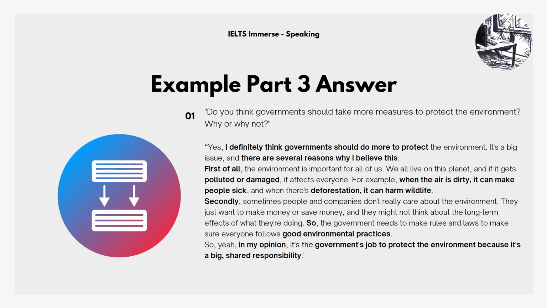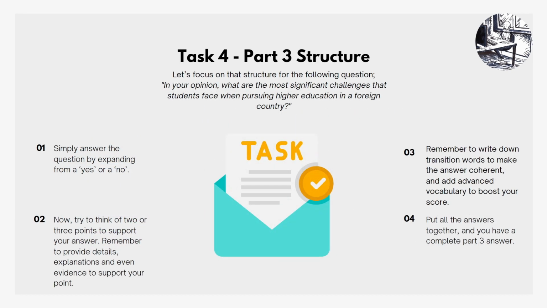So it's another point that I'm making, and it's an additional point to the first one that I made. And I finally summarize my answer, I relate it back to the question. So yeah, in my opinion, it's the government's job to protect the environment. So a bit of paraphrasing for the question to summarize my answer. So now let's focus on a part 3 structure.